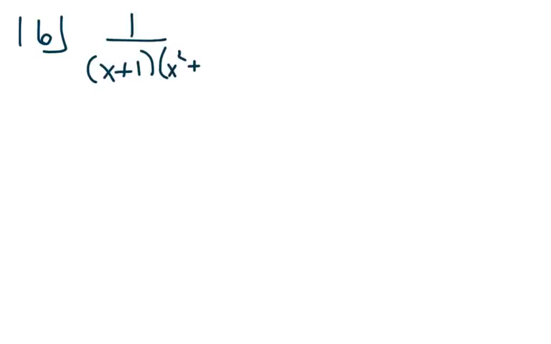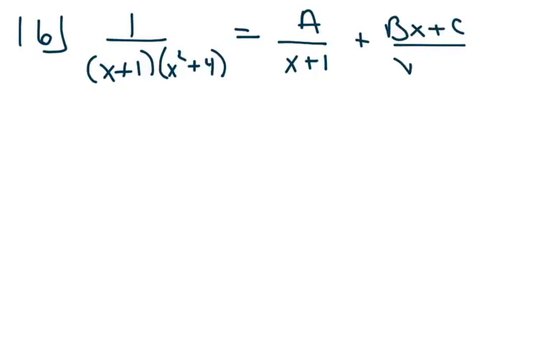16, we have 1 over x plus 1 times x squared plus 4. By the way, these are really good quiz questions. It equals A over x plus 1 plus Bx plus C over x squared plus 4. I'm going to clear my fractions. Just multiply everything through by your LCD.